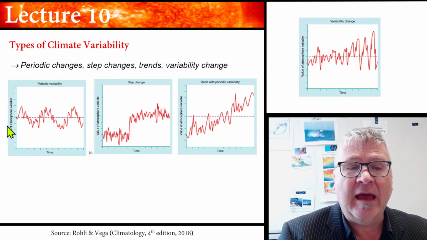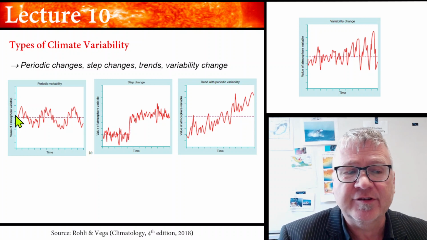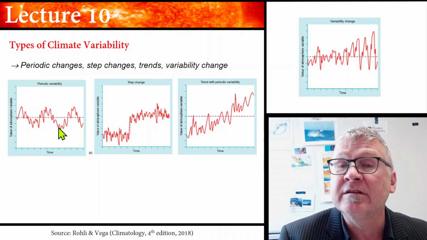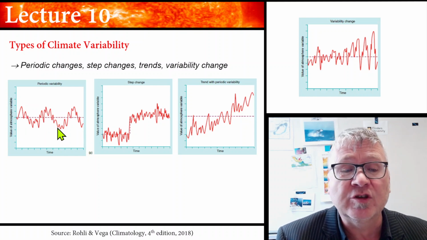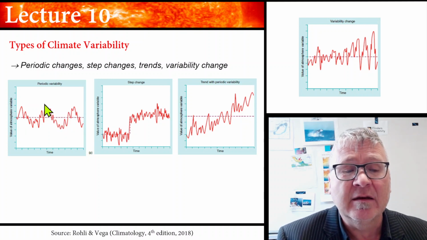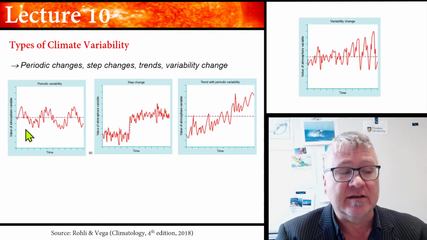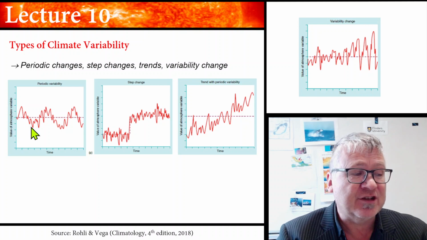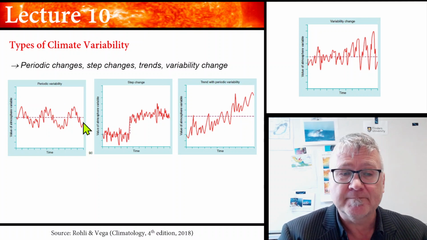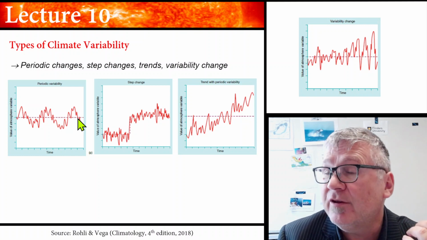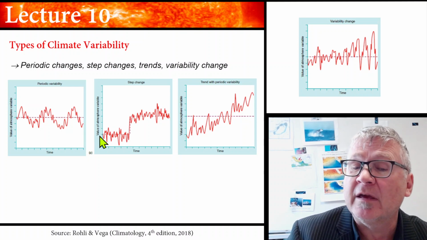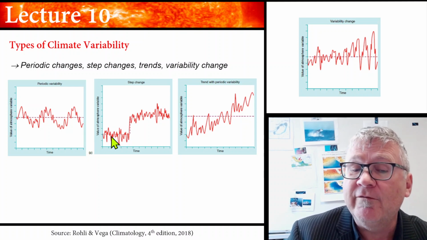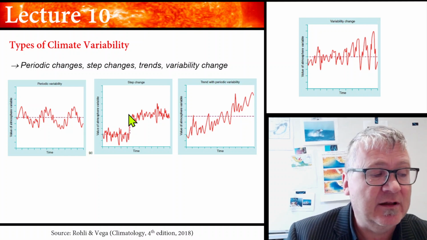For instance, you can have periodic changes, shown here in this graph on the left, which looks like a sinusoidal wave. Sometimes it's low, sometimes it's high. So like we had with the ice age cycles, we have that periodic changes. There are several of them. On the other hand, you might see a step change, shown here in the middle diagram, where you go from a low value and then you get a jump to a high value.